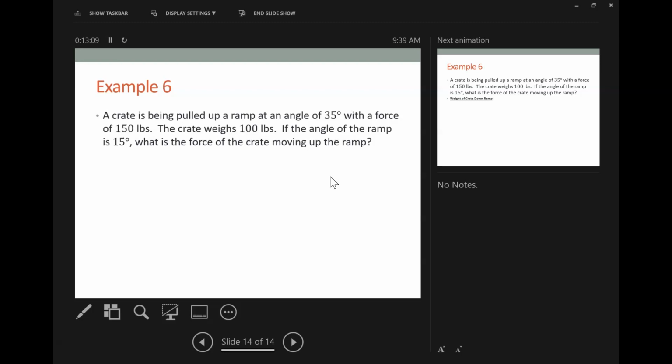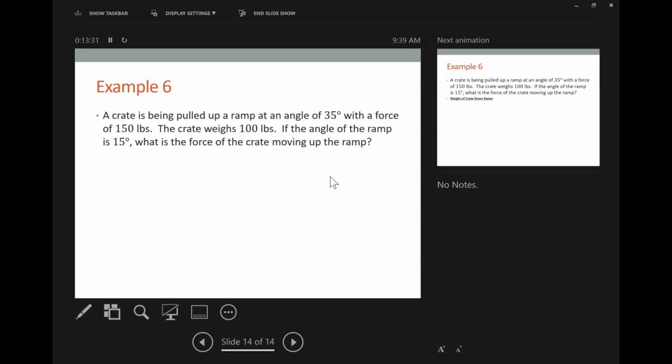There are 3. What are the 3 vectors for? One of them is the weight of the crate. Good. What else do we have? The ramp. Very good. And the pull. Yeah, the force pulling up, right? Everybody agree with that?